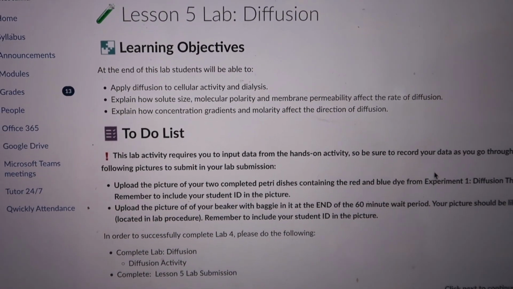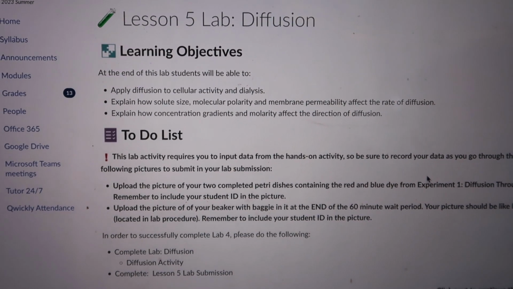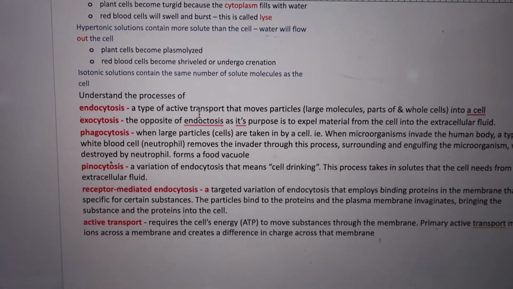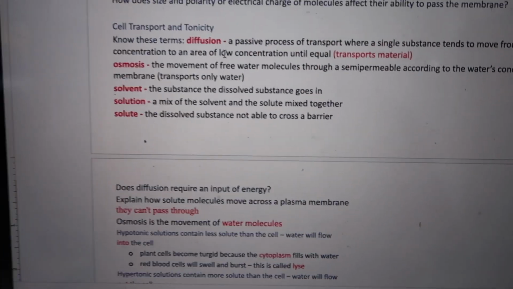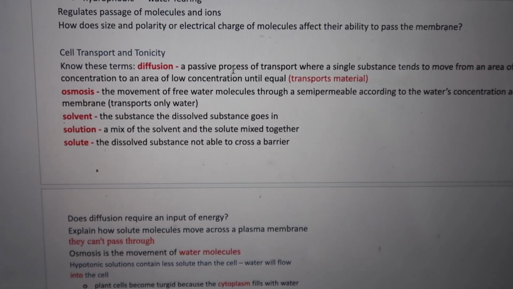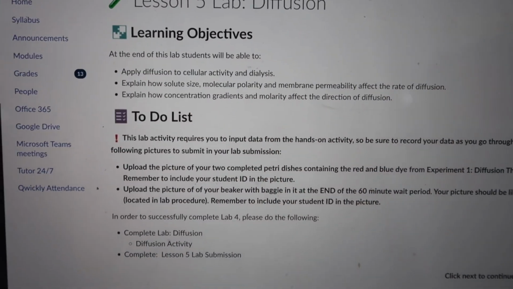So the lesson 5 lab is going to be diffusion. If you don't already know, let's go to our notes so we can tell you what diffusion is, because you know we take notes over here. Where's diffusion? Okay, diffusion, a passive process of... okay, we're not doing this, I'm just playing. But yeah, it's gonna be over diffusion.